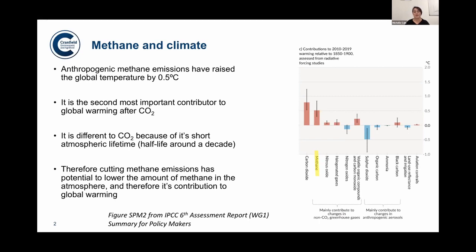So from that short lifetime effect, you can infer that cutting methane emissions will very rapidly have the power to lower the amount of methane in the atmosphere. And so if we cut our methane emissions, then that means we'll be cutting the amount of methane in the atmosphere and therefore its contribution to global warming.